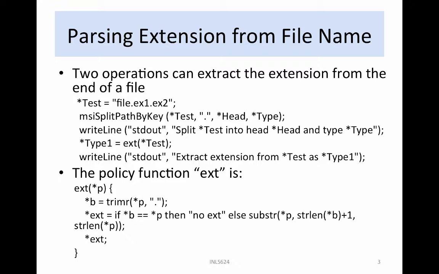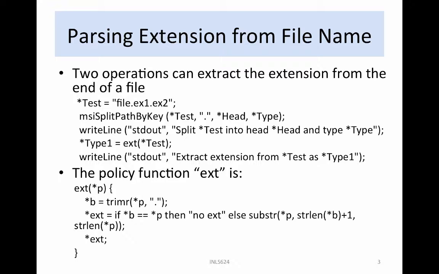Consider the following code. This extracts the extension .ex2 from the file file.ex1.ex2. The code has *test equal to the file name, then msiSplitPathByKey with *test, ".", *head, *type will split file.ex1 from ex2. We then output the head and the type of the file.